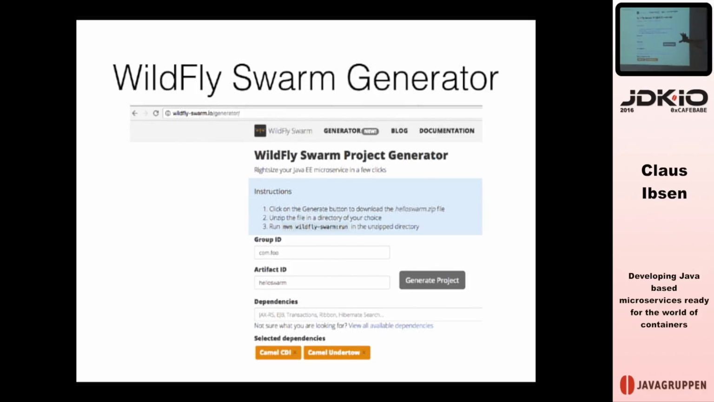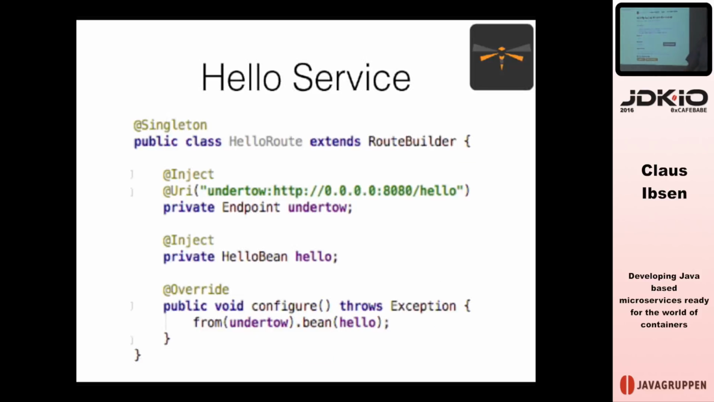But I just want to talk about the server side. The server side, you can build it here, but you can do the same on WildFly Swarm. It also has a start page called a generator. You can type in the group ID and the artifact ID on Maven, and then choose your dependencies. And down here, there are some Camel dependencies. I've chosen CDI and Undertow.